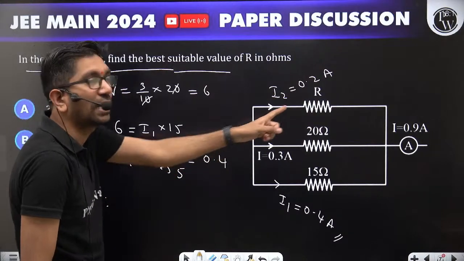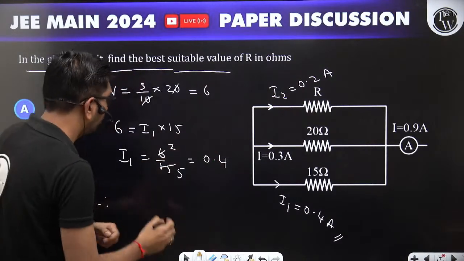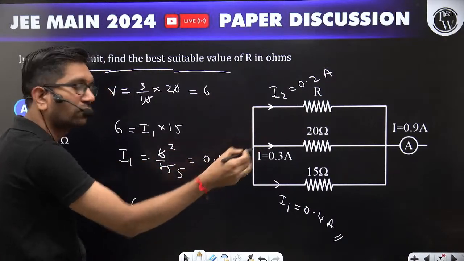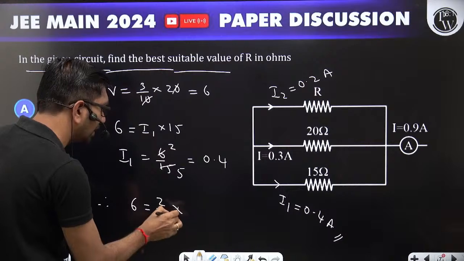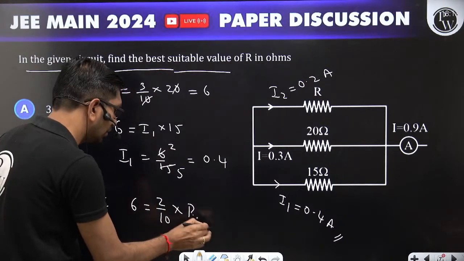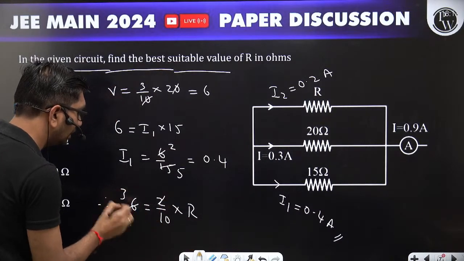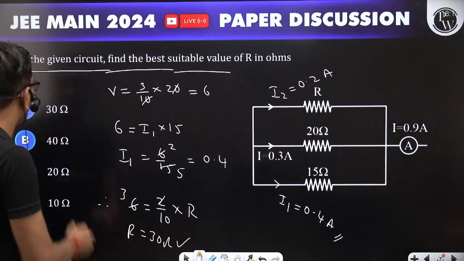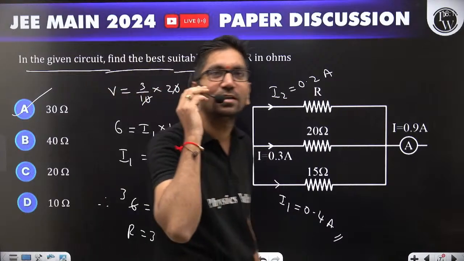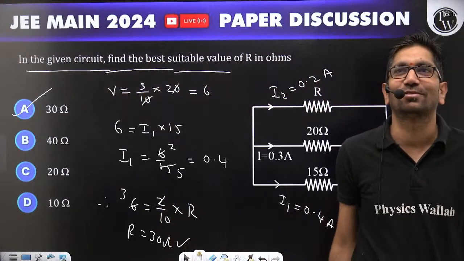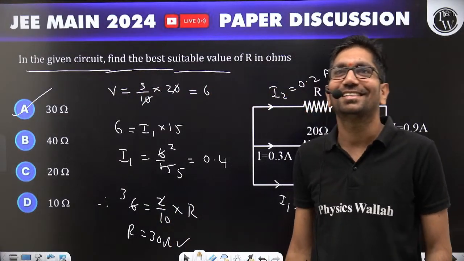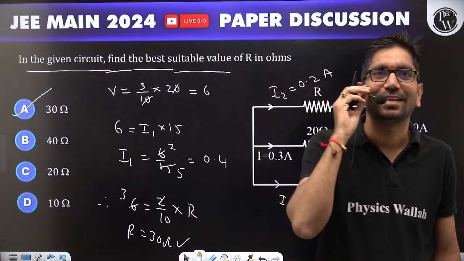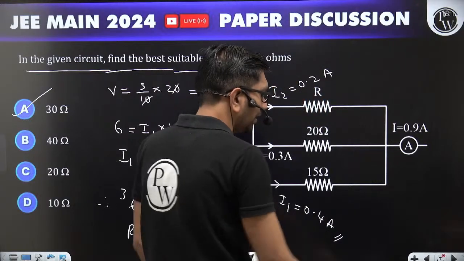Now, to calculate this one, V is equal to IR, right? Voltage is what? We got 6. IR, 0.2 into R. So 0.2 we can write as 2/10, right? So finally R value you got as 30 ohms. I think most of the students put the correct option for this one. Yes, better. So let us move toward the next question.